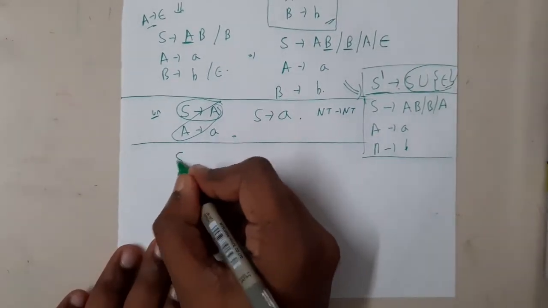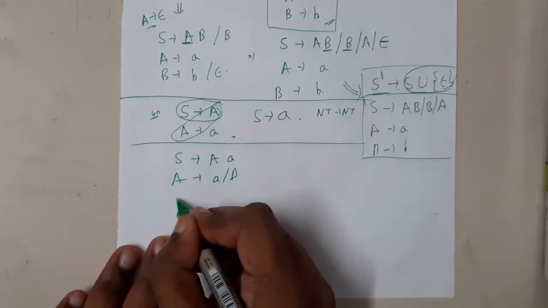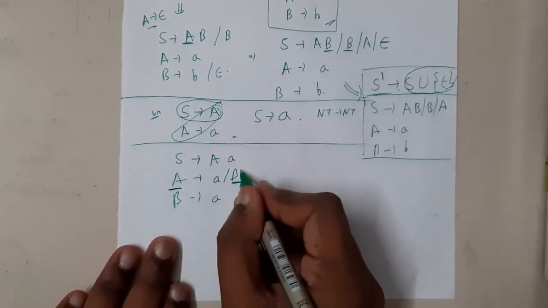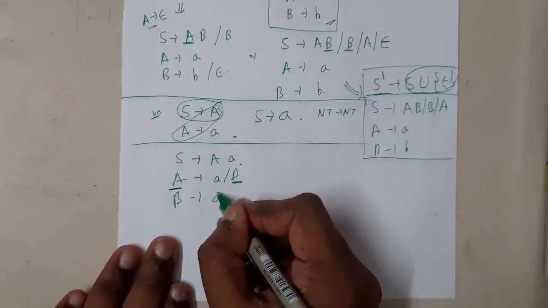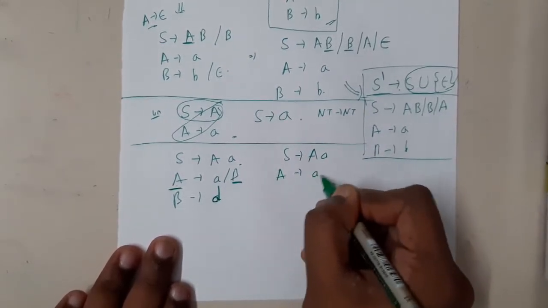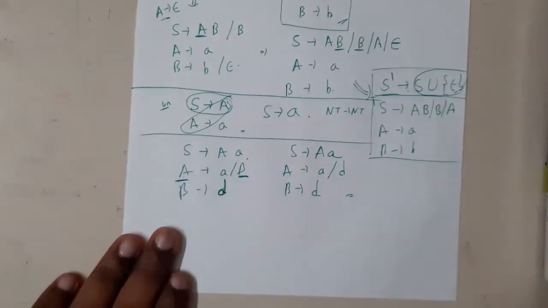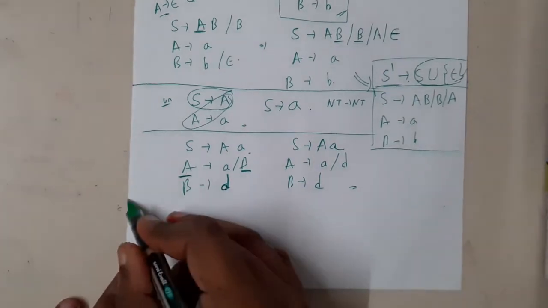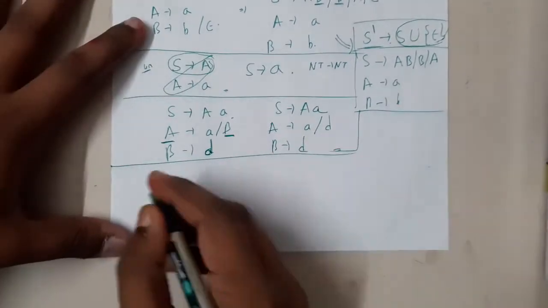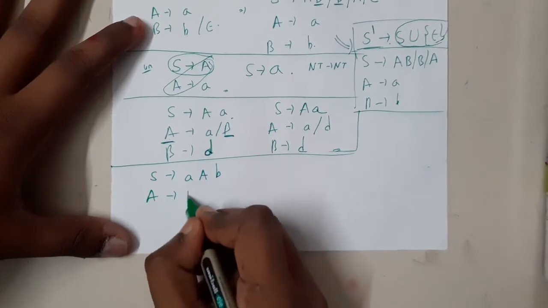So if the question is S implies AA and A implies A or B, and B implies A. Now here I am having this unit production from A to B. So instead of writing this, I can directly write it, let us assume here we are having a D. So I can directly write A implies A or D, and here I can write B implies a D. So indirectly I have removed that unwanted unit production, right? Now let us take one more example, or shall I show it directly in the book? Let me solve it, guys. Let us try to solve it.